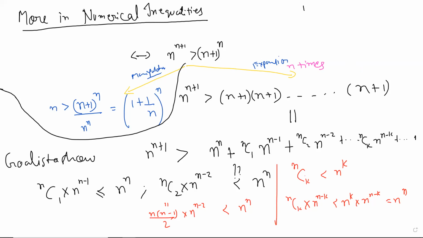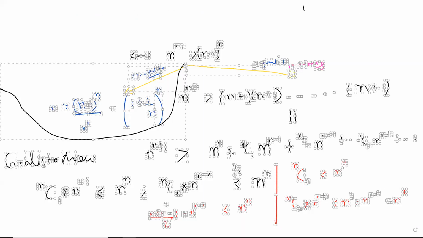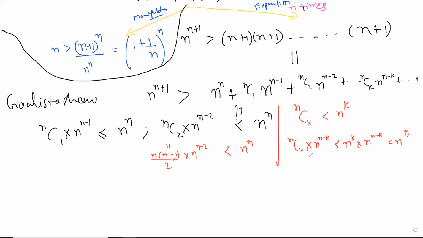So now you think, how can we finish off this proof from here? Each term in the expansion is less than n to the power n is what we have shown. So we know that each of these is less than n to the power n. And obviously one in the end will also be, everything is less than or equal to, first two are equal. N, but there are n of them, right? How many of them are there here? You have to see that, right?